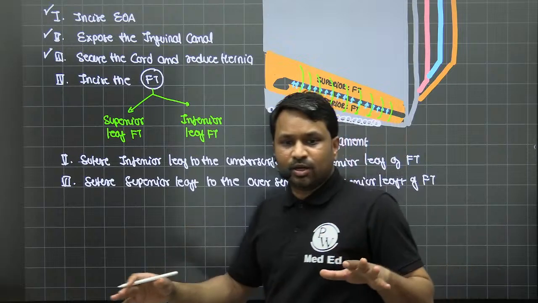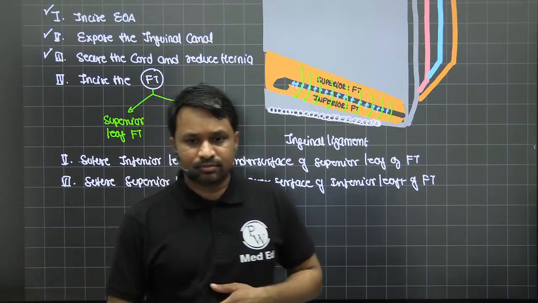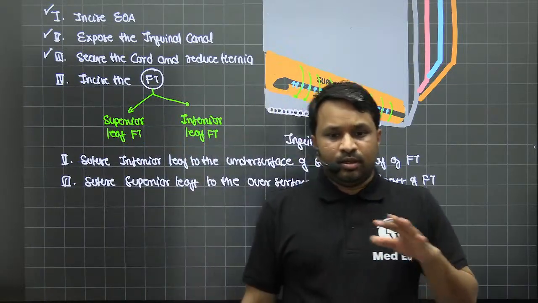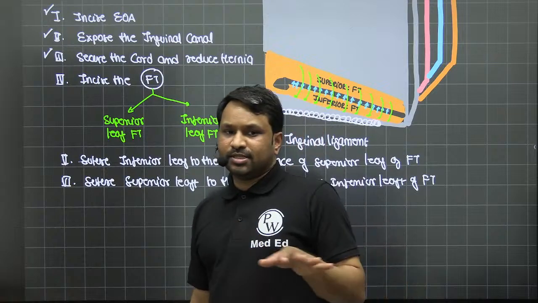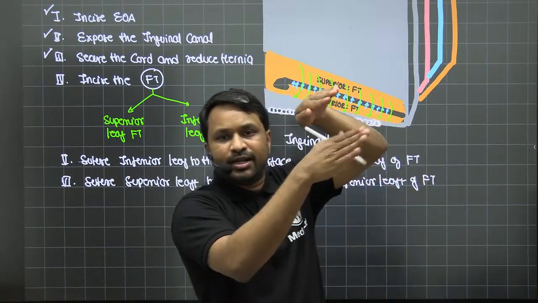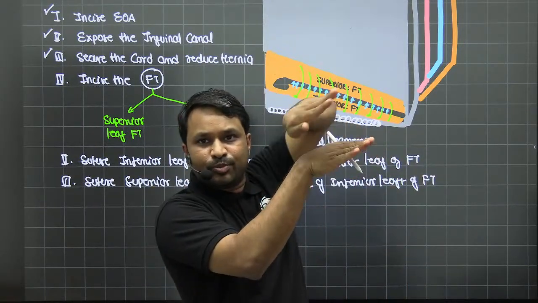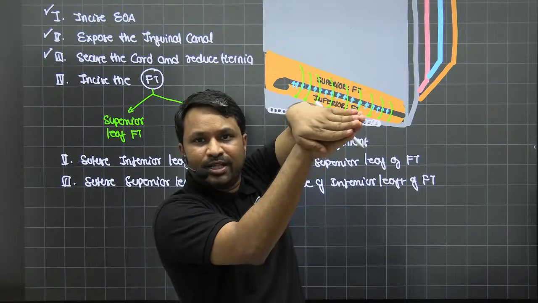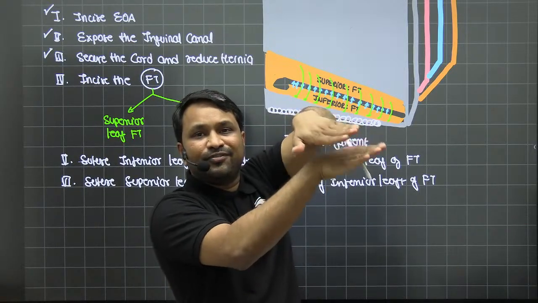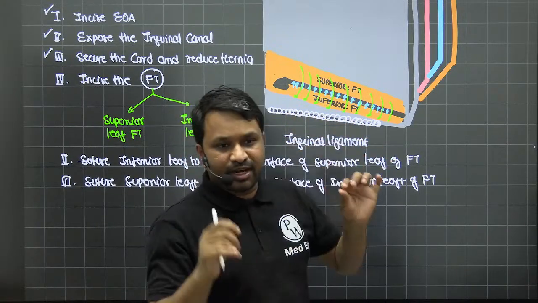So until now, you have created this for both direct as well as indirect, right? The inferior leaf goes under, the superior leaf comes on top of the inferior leaf. Together you suture it, because this is the first bilayered structure that you have created to strengthen, right?